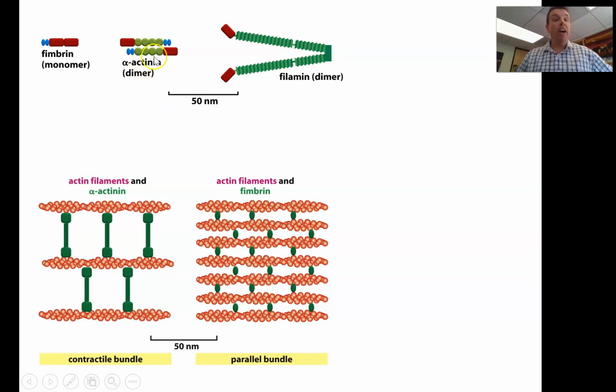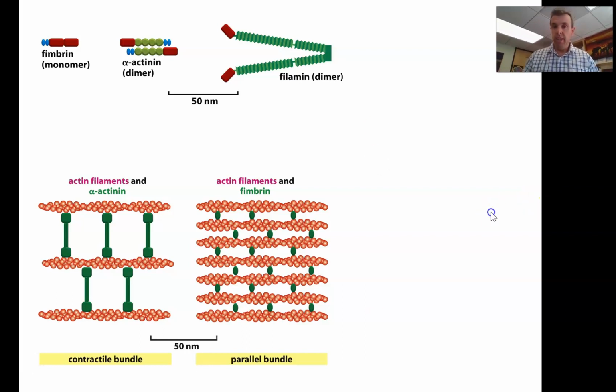On the other hand, alpha-actinin is associated with muscle fibers, particularly smooth muscle fibers like heart muscle cells and so forth, because the alpha-actinin sets these actin filaments perfectly distanced apart for the myosin bundles to come in and be able to bind and move those actin filaments. So alpha-actinin spreads the actin filaments out perfectly for muscles. Fibrin tightly packs them together for things like filopodia, microvilli in our intestines, and so forth.